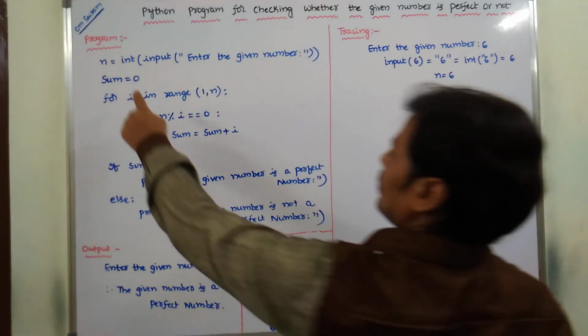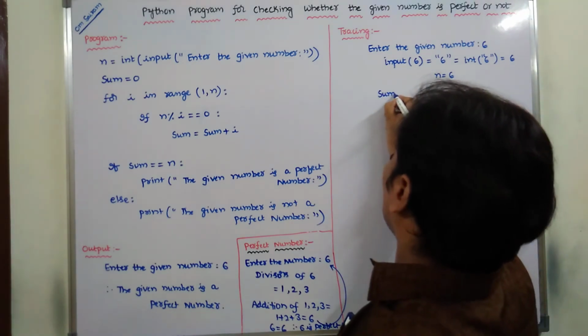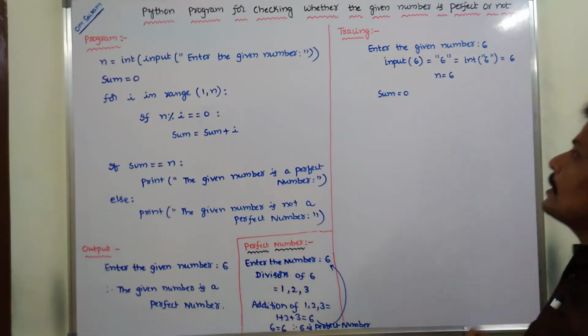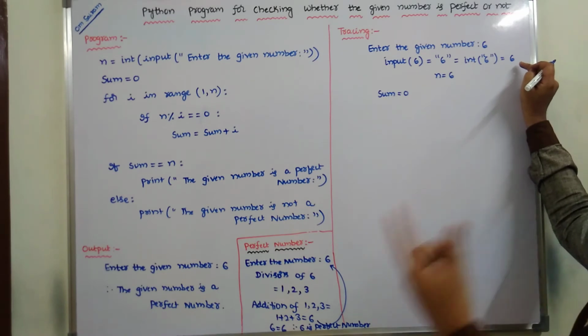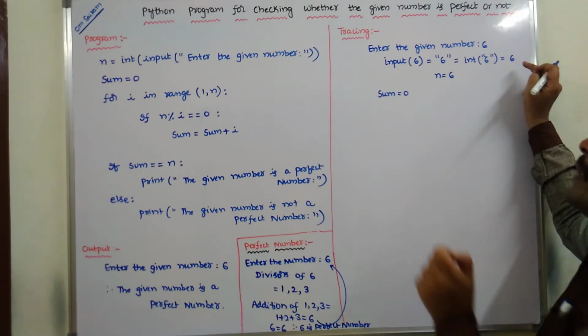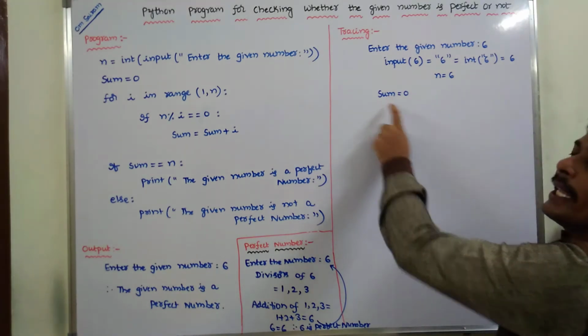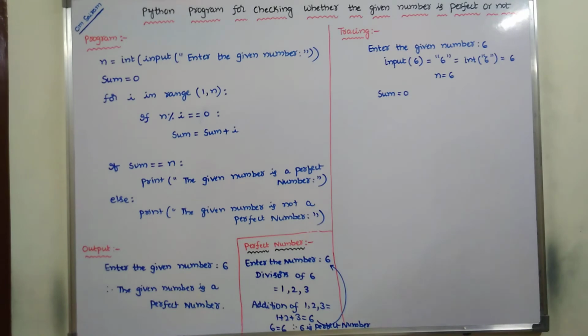Next, sum is equal to 0. Initially, sum is equal to 0, because once we find the divisors of 6, we have to find the sum of those divisors. Because of that reason, I am taking the sum variable.